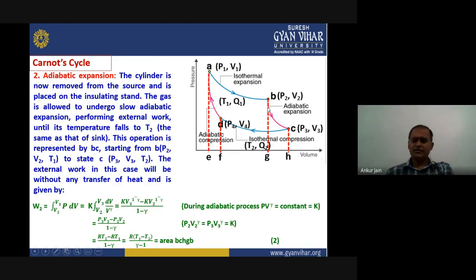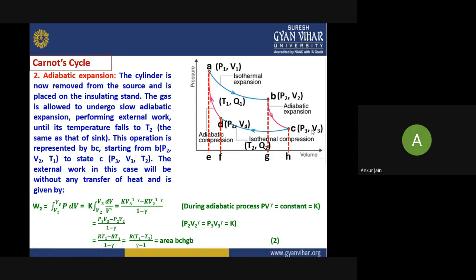Now we are considering the coordinates of the starting point as P2 and V2, and the final point as P3 and V3. Here remember, the temperature is also changing. Temperature is changing from T1 to T2, because there is no heat exchange now, so the temperature will fall down. We are considering that the new temperature is equal to the sink temperature, that is T2.